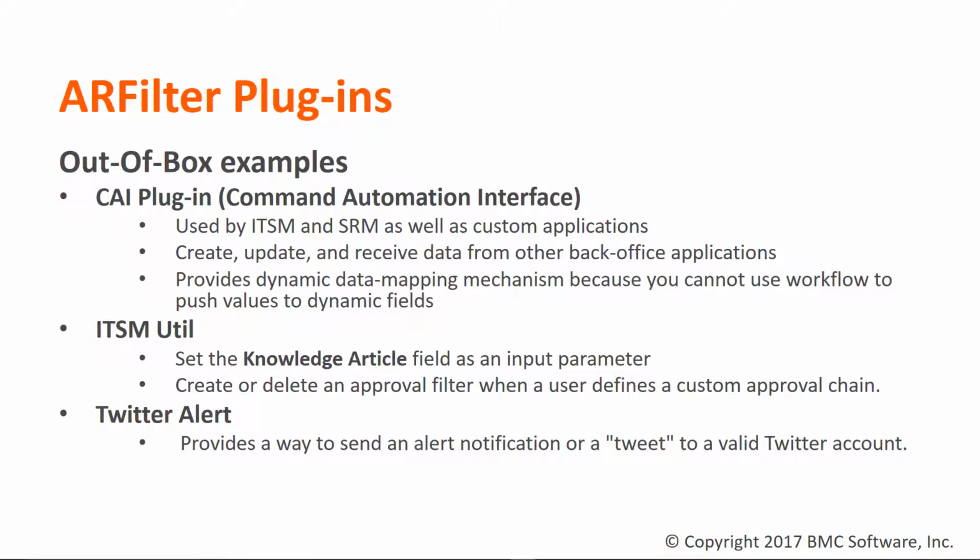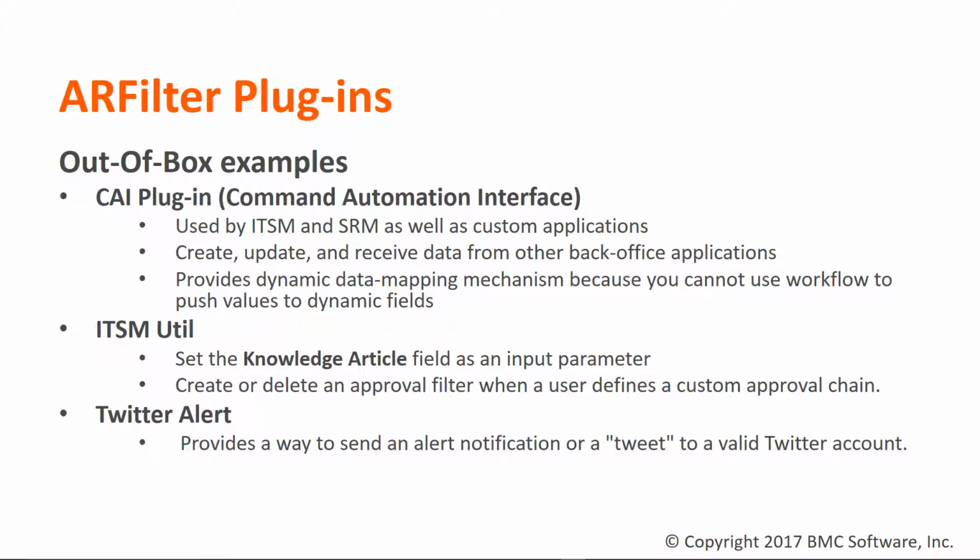If you want to look at what BMC uses out of the box, we use filter APIs in quite a few places. Just a few examples: the CAI, or Command Automation Interface plugin, is used by ITSM, SRM, and custom applications. It's used to create, update, and receive data from other back-office applications. Its key usefulness is that it provides a dynamic data mapping mechanism, because you can't use workflow to push values to dynamic fields. So we use this in several places.